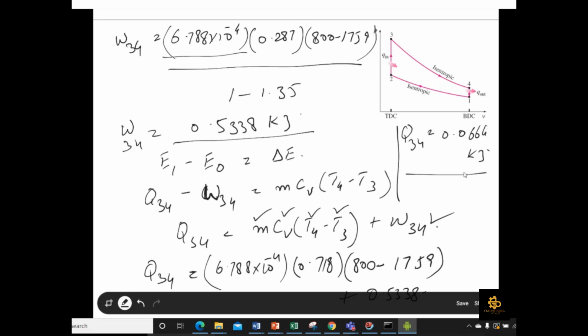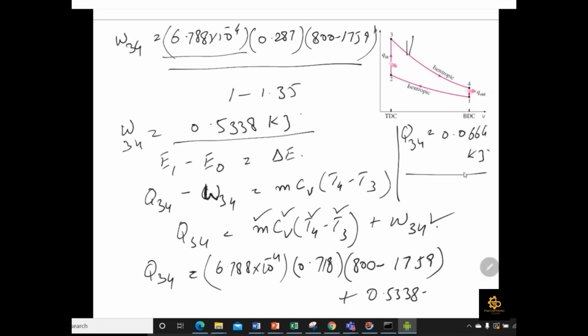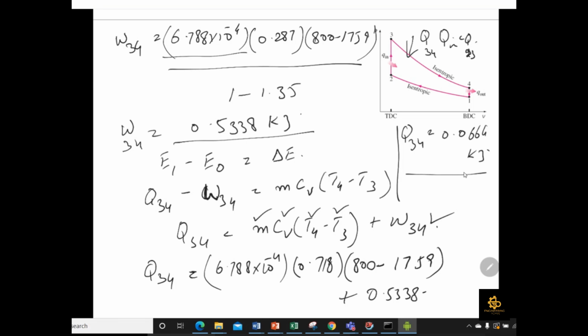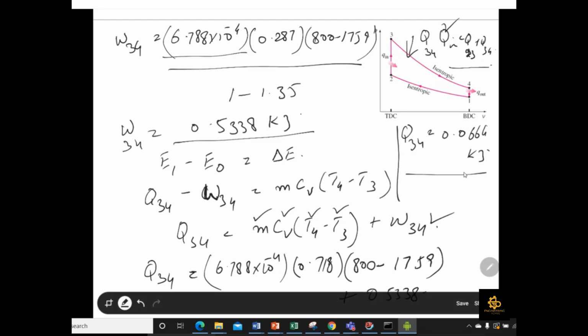Because in your polytropic process there will be Q, so your total Q in is equal to Q between 2 to 3 plus Q 3 to 4. So that's why we need Q in order to find your efficiency as well. So this is your part number A.